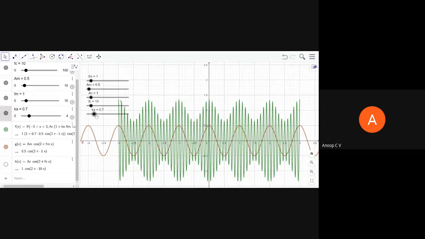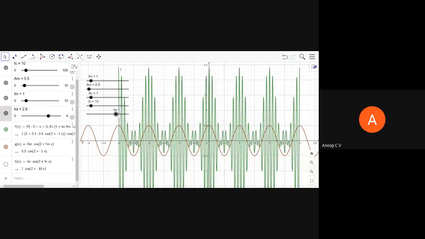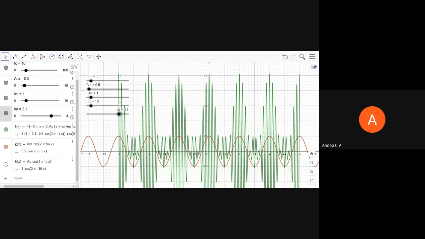But when we increase this Ka into AM, it goes above, so now it's getting distorted. Now the envelope is something like this, right? As we have seen. So this is what I wanted to show to you people, right?